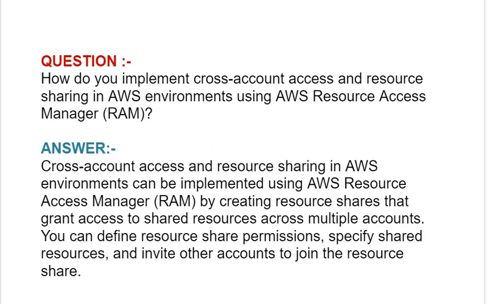Our interview question based on AWS DOP is: how do you implement cross-account access and resource sharing in AWS environments using AWS Resource Access Manager (RAM)? Your answer should be: cross-account access and resource sharing in AWS environments can be implemented using AWS Resource Access Manager (RAM) by creating resource shares that grant access to shared resources across multiple accounts. You can define resource share permissions, specify shared resources, and invite other accounts to join the resource share.